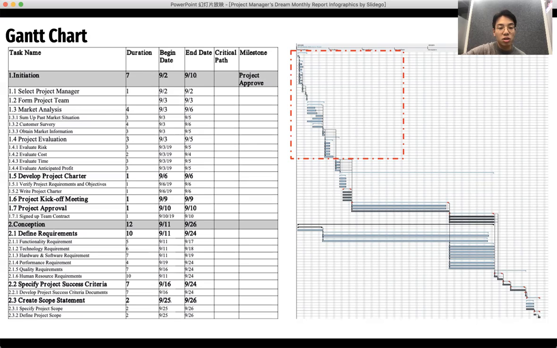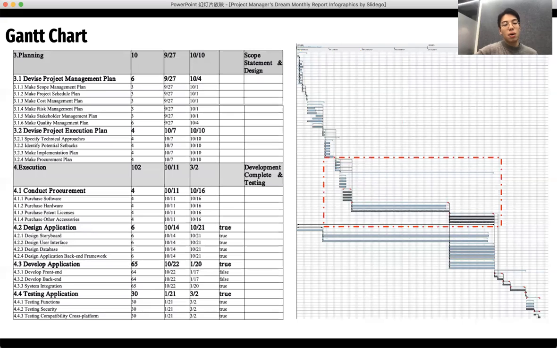These first two stages would take around 20 days. The next part is the third and fourth phases of the Gantt chart, the planning and execution part. In the planning part, there is the project management plan, such as the scope management plan, project schedule plan, cost and risk, stakeholder, quality, and even change management plan.